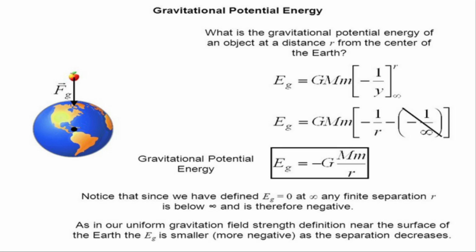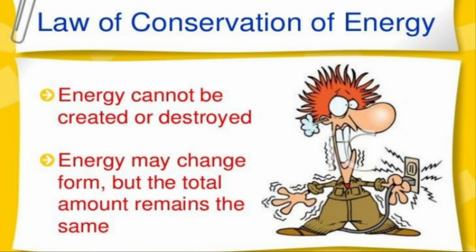As in our uniform gravitational field, the definition near the surface of the Earth, the Eg is smaller, more negative, as the separation decreases. Now, the law of the conservation of energy. Energy cannot be created or destroyed. Energy may change from one form to another, but the total amount of energy stays the same. So basically, I could turn electric energy to thermal energy throughout time, but energy cannot be destroyed or created.